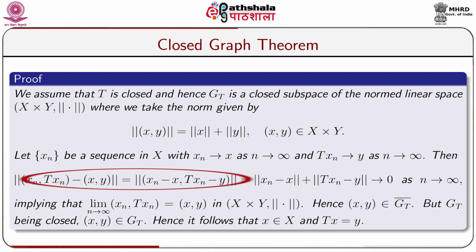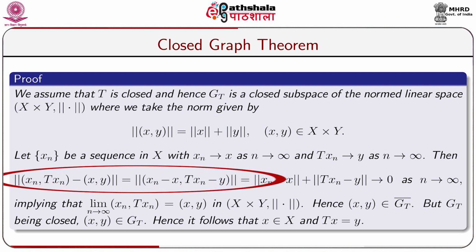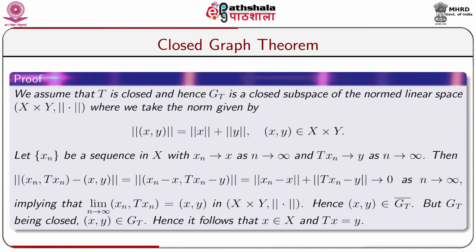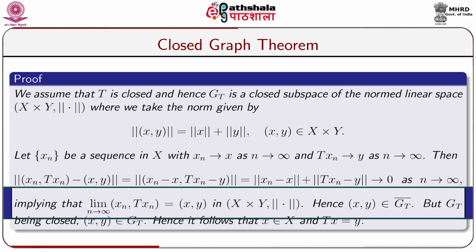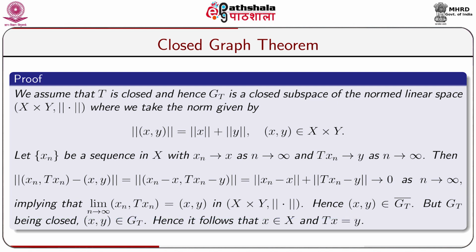Then the norm of (x_n, Tx_n) minus (x, y) is equal to the norm of (x_n minus x, Tx_n minus y), which is equal to norm of x_n minus x plus norm of Tx_n minus y, which tends to 0 as n tends to infinity, implying that the limit as n tends to infinity of (x_n, Tx_n) is equal to (x, y) in X cross Y with the given norm. Hence (x, y) belongs to the closure of G_T, but G_T being closed, so (x, y) belongs to G_T. Hence it follows that x belongs to X and Tx is equal to y by the definition of the graph of the operator T.